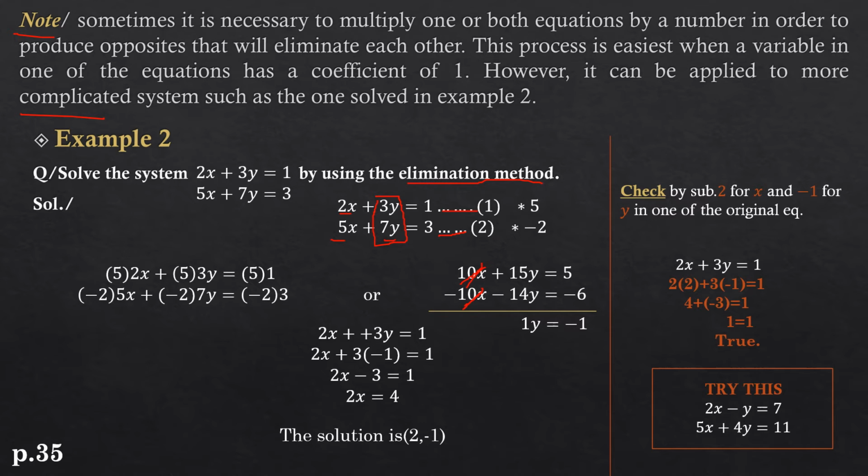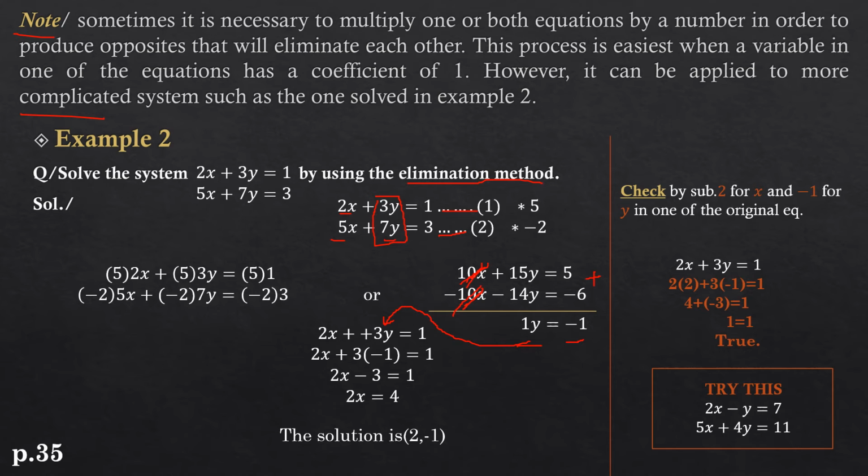So add these two equations. This 10x and negative 10x are cancelled. 15y plus negative 14y will be y. 5 plus negative 6 will be negative 1. Put the value of y in one of the original equations, okay? Try to use the easiest equation. So equation 1 is easy, easier than equation 2.